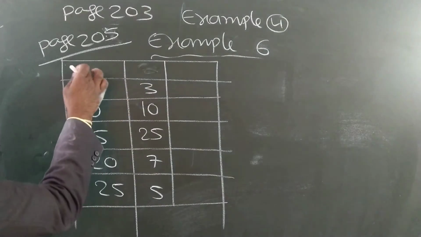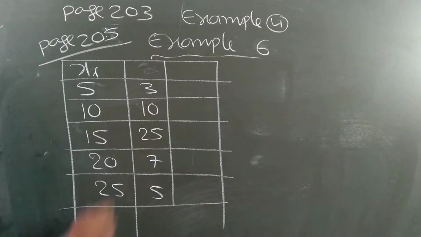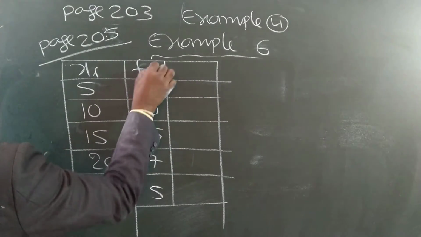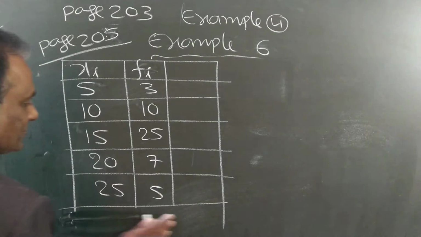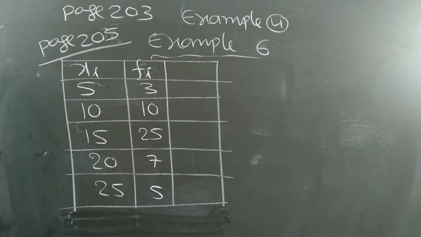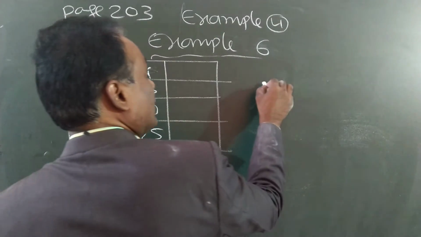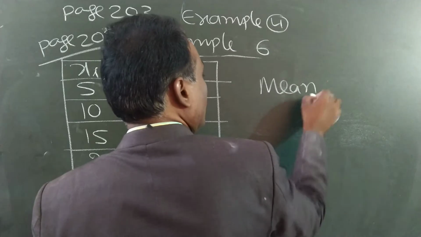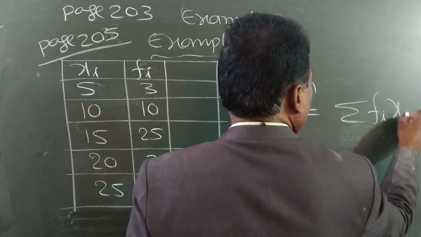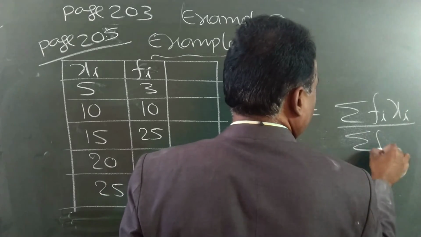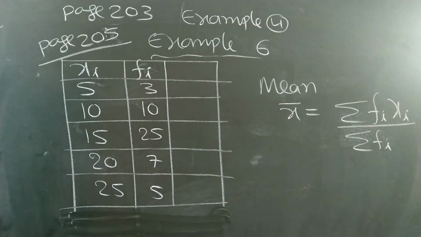Whatever the first column is, we take it as xi. The second column is denoted by fi. That's all. What is the procedure? What is the formula for mean when a table is given? Mean is sigma fi into xi divided by sigma fi. That is the mean formula when a table is given: sigma fi xi by sigma fi.